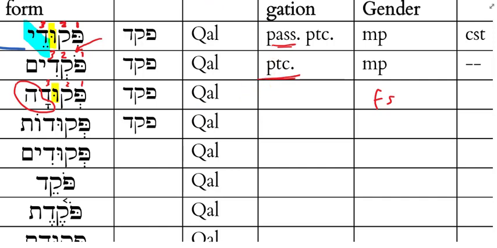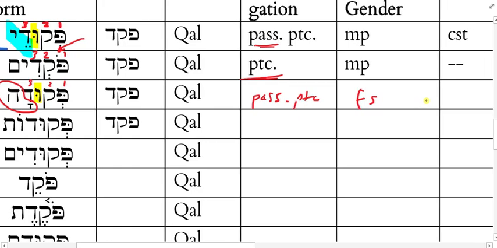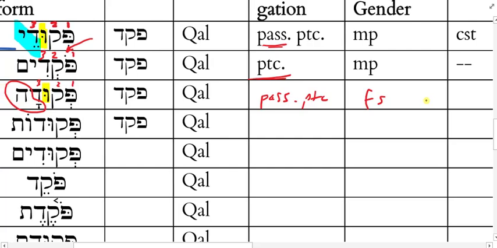Is it active or passive? Which one? It's passive. So I'm going to put passive participle. Okay? So it's Qal passive participle. That means that someone has done this action to a feminine singular entity. Is it in the construct state? What happens to qamets he in the construct state? The ah becomes at. Torah, torat. Remember the at ending? Okay? So it's not construct. So we'll leave that blank.